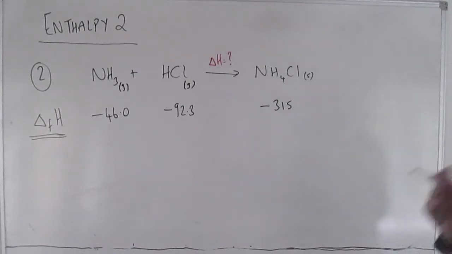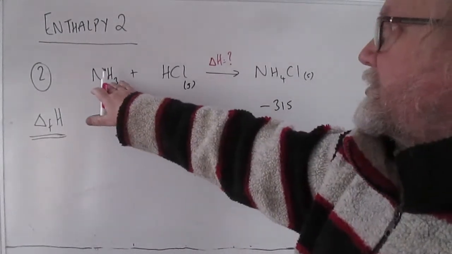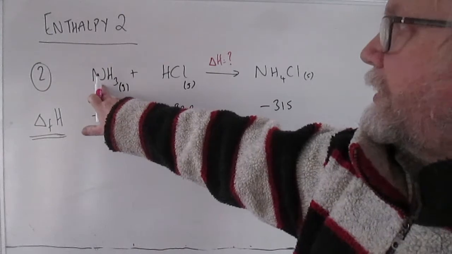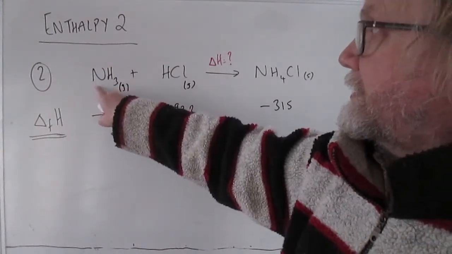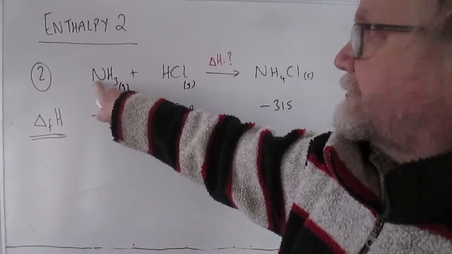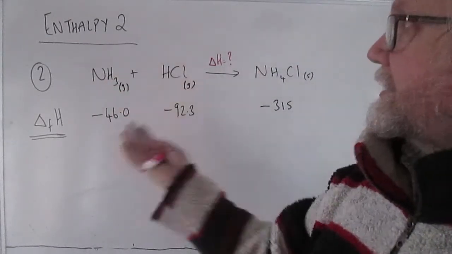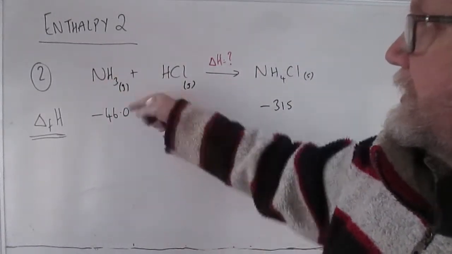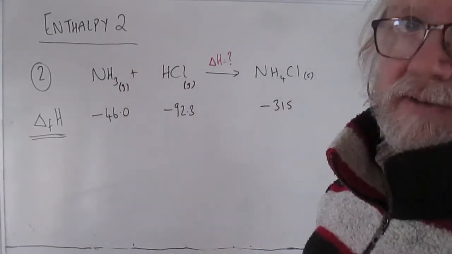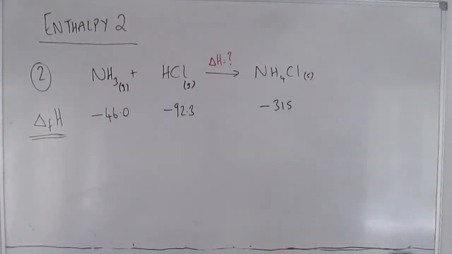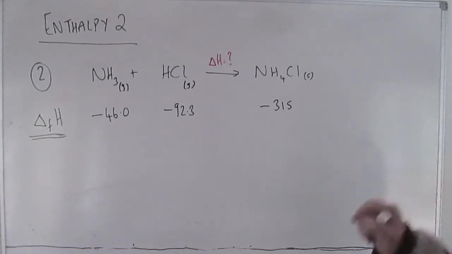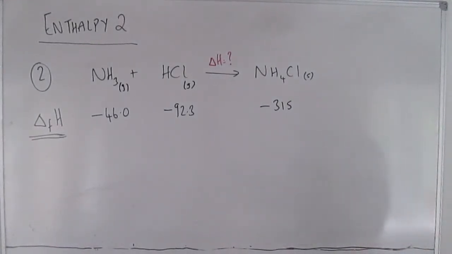in their standard states. So for ammonia, it means you're making 1 mole of ammonia from half a mole of N2, because you need half a mole of N2 to get a mole of nitrogen atoms, and 1.5 moles of H2, because again hydrogen normally occurs as H2, and you need 1.5 moles of H2 to get 3 moles of hydrogen atoms. So that's what we mean by enthalpy change of formation, and a lot of these Hess's law questions revolve around that.